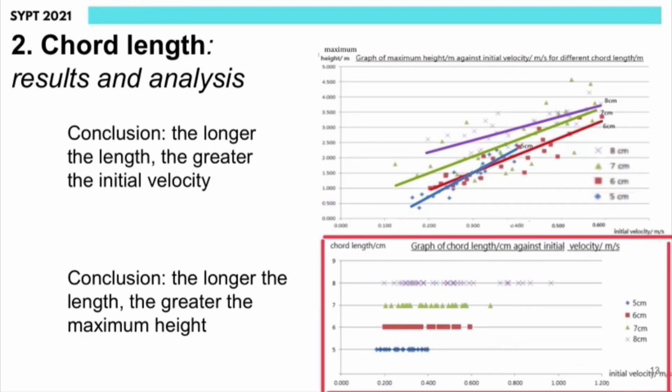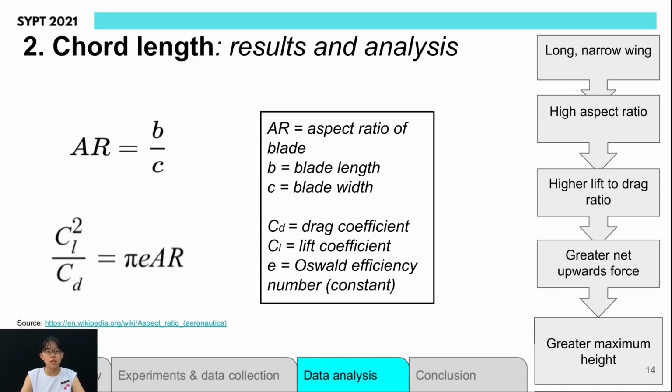This graph shows chord length against initial velocity. We analyzed that the range of initial velocity increases as chord length increases. This shows that a greater chord length is able to result in a greater initial velocity. Increasing the chord length increases its aspect ratio. A long and narrow wing with a high aspect ratio has a greater lift-to-drag ratio compared to blades of lower aspect ratios. In simpler terms, a blade with longer chord length is able to push down a greater volume of air compared to blades with shorter lengths.